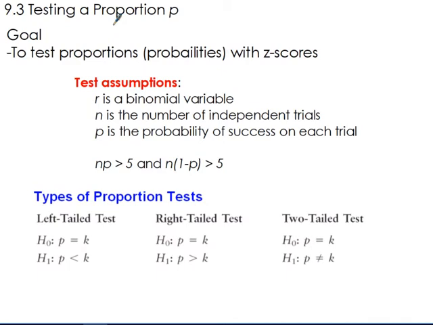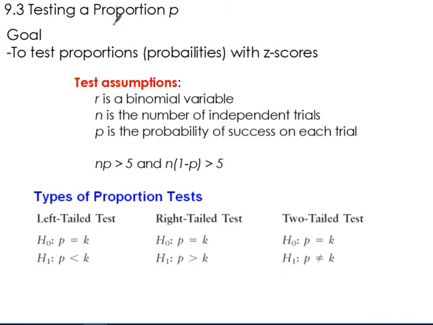R is a binomial variable. N is the number of independent trials. P is the probability of success and failure. We need to know that NP is bigger than 5 and NQ is bigger than 5 to take this binomial probability idea that these rectangles are going to fit underneath the curve.